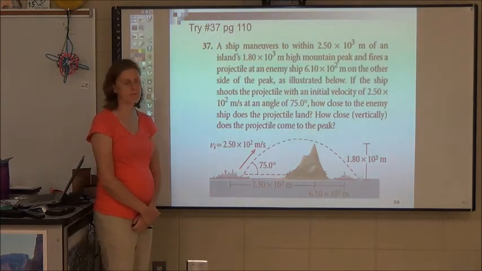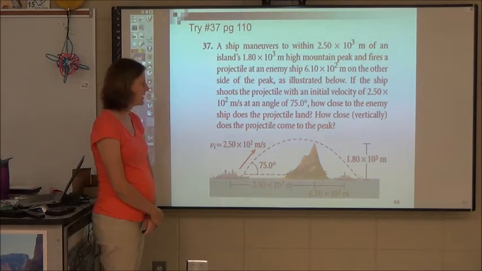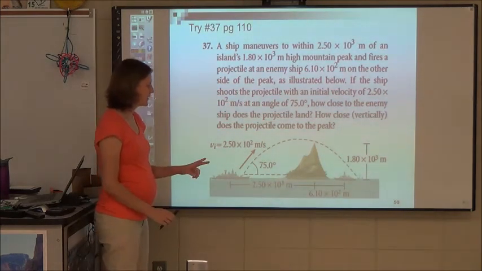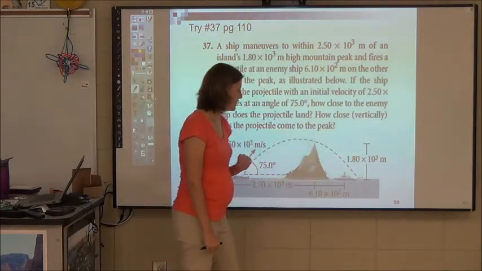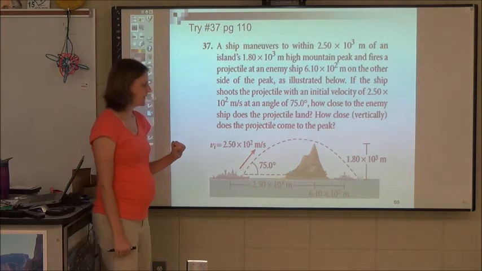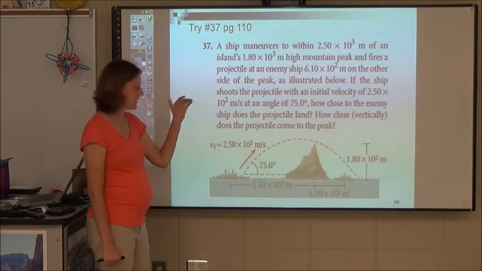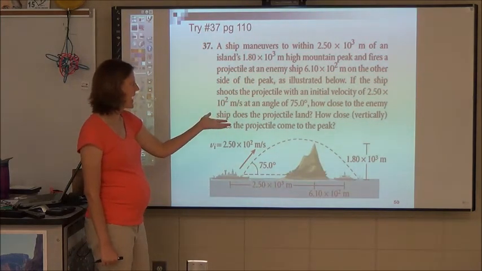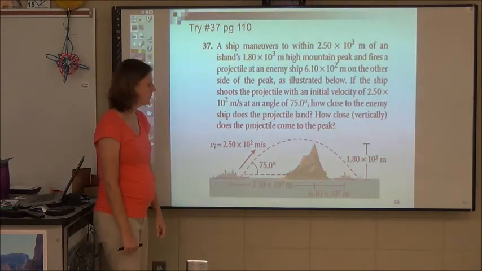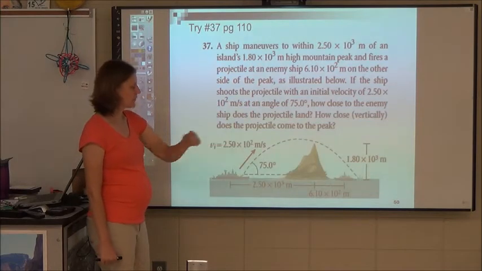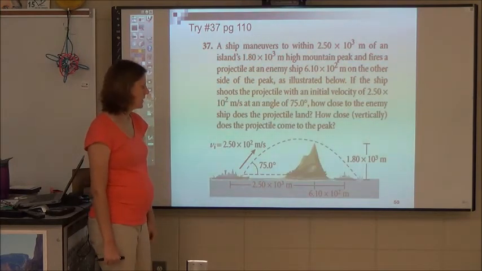Okay, so this is a pretty helpful picture. I'm going to try to keep that. So we want to know two things: how close to the enemy ship, how close to the mountain. And again, based on the picture, it looks like it clears the mountain, obviously, so it's got to be higher than 6.1 times 10 to the 2. And it looks, according to the picture, like it is long. So we shall see.